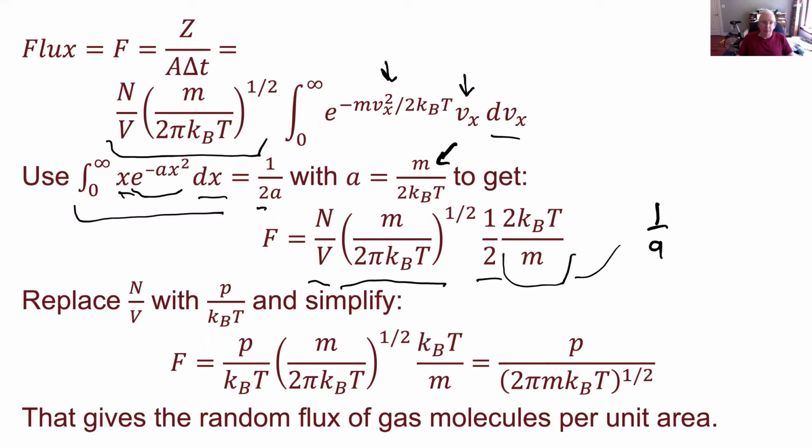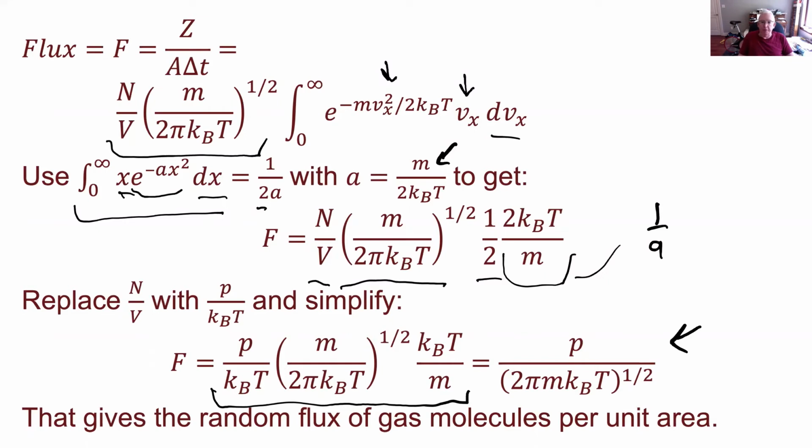To clean that up some, we can swap out N over V in front of that with a P over kT. That just amounts to using the ideal gas law, okay? If I do that, I get this somewhat gawky looking form here. I say gawky looking because that one's got kTs all over the place. It's got a couple of different m terms in it. So there's a lot of cleaning up we could do on that. And if we do all that cleaning up, we arrive at the last form over here, which is relatively simple, right?